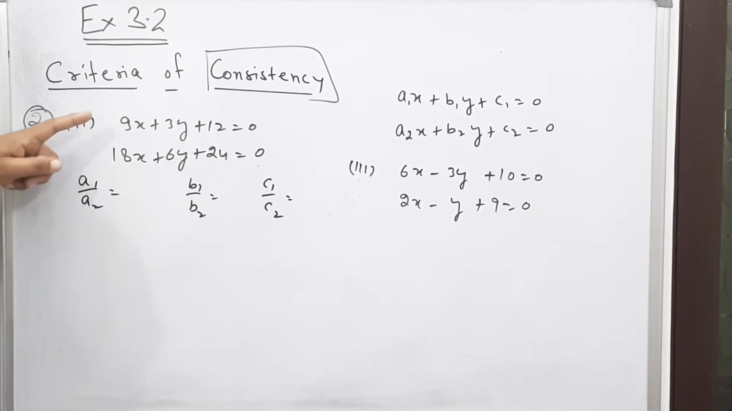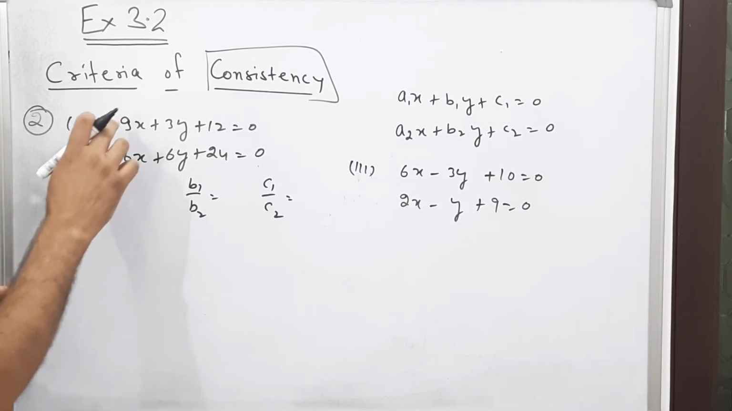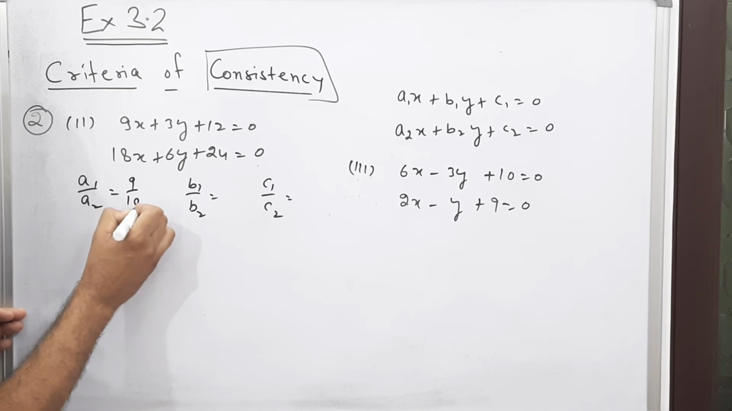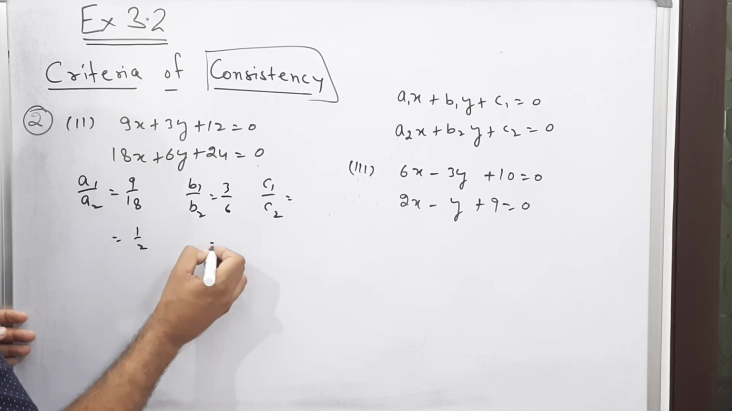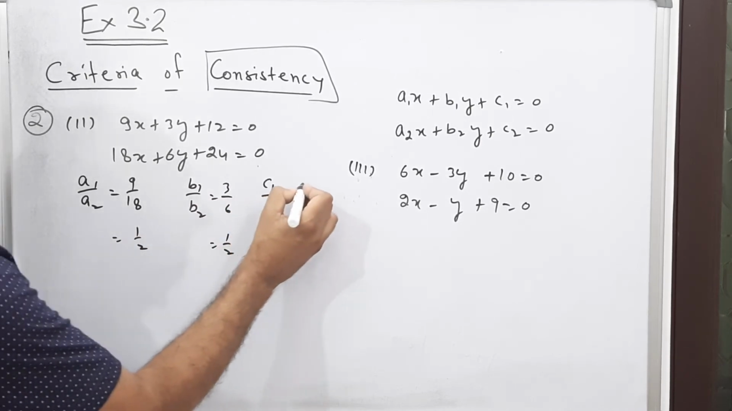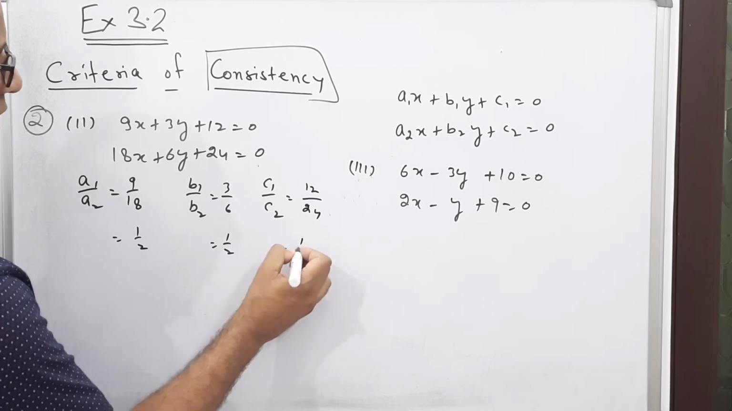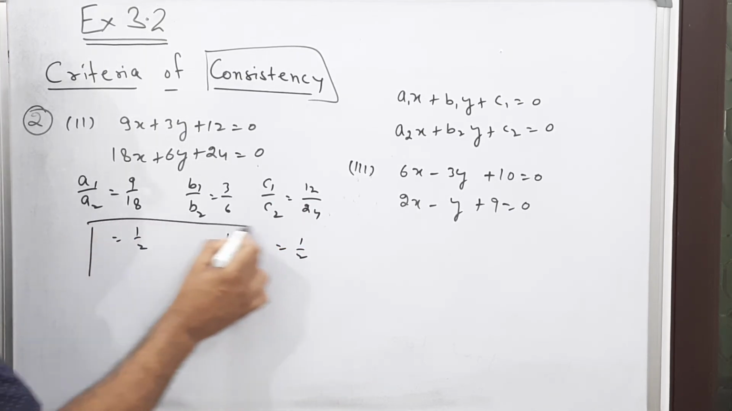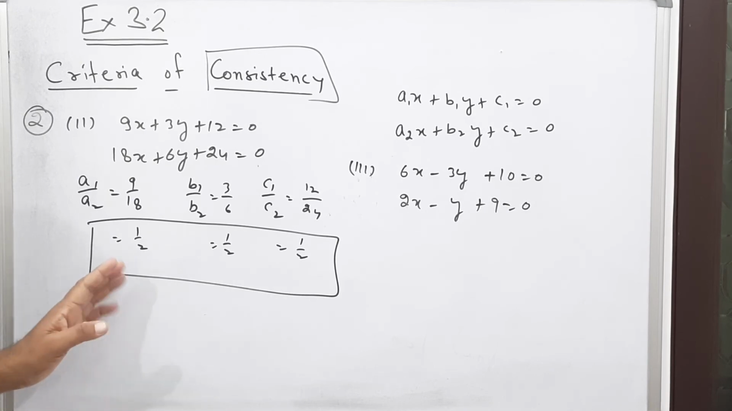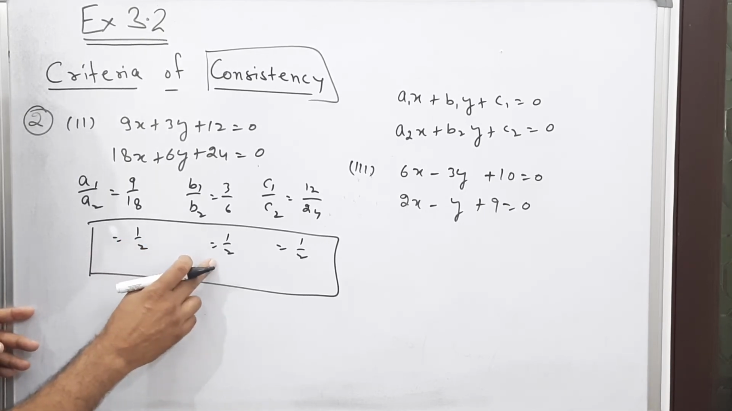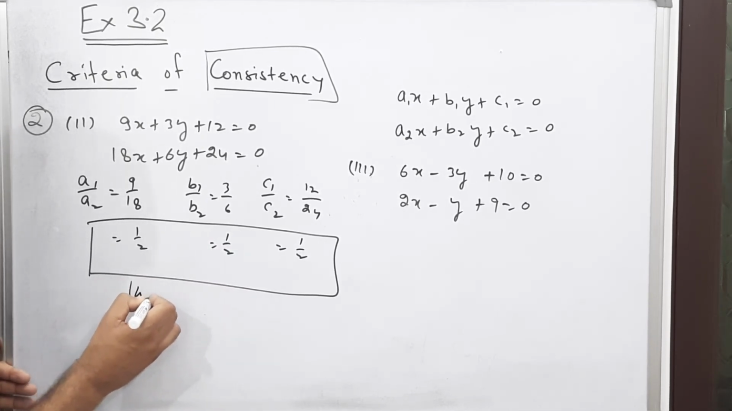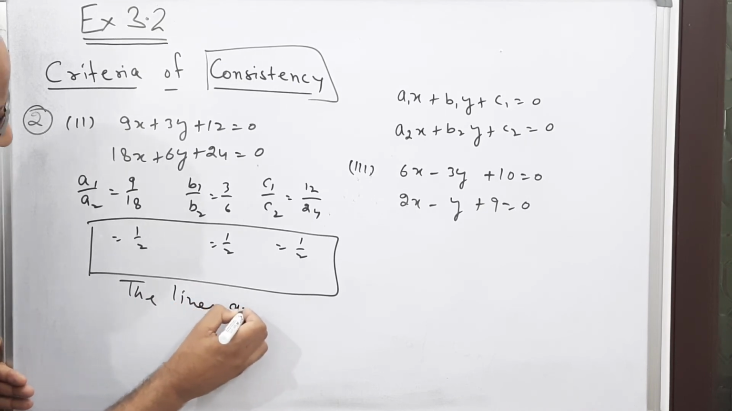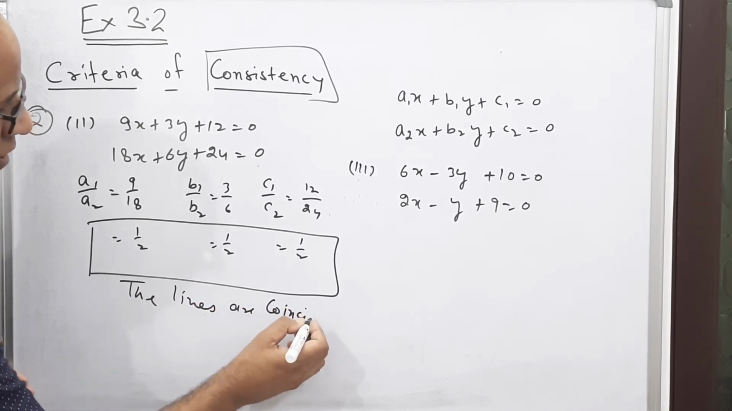Now we look here. A1 upon A2, I am writing directly as I already explained you in one problem. So A1 upon A2 is 9 upon 18, and 9 upon 18 means 1 by 2. B1 upon B2 is 3 by 6, that is also 1 by 2. And C1 upon C2 is 12 by 24, that is also 1 by 2. Now what do you see here? You observe that A1 upon A2 is equal to B1 upon B2 equals C1 upon C2. So what do we say? The lines are coincident.